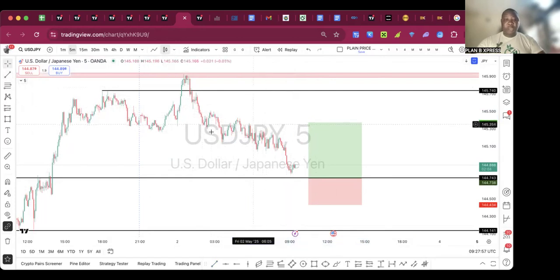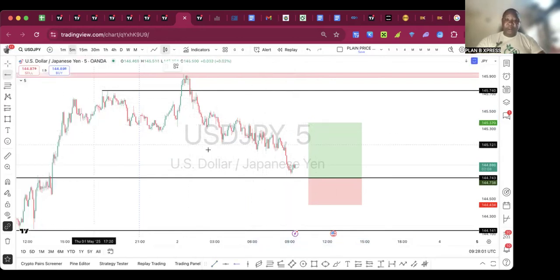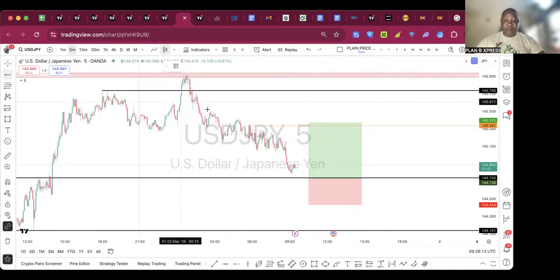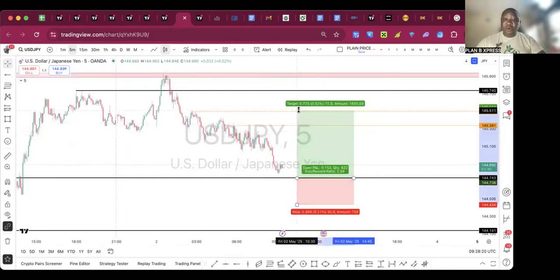Let's put it. You see me putting a horizontal ray like this. So let me change the color. I normally use orange. And you see there like this. And then I put another one like this. Good. So then you now see that this thing still goes further.